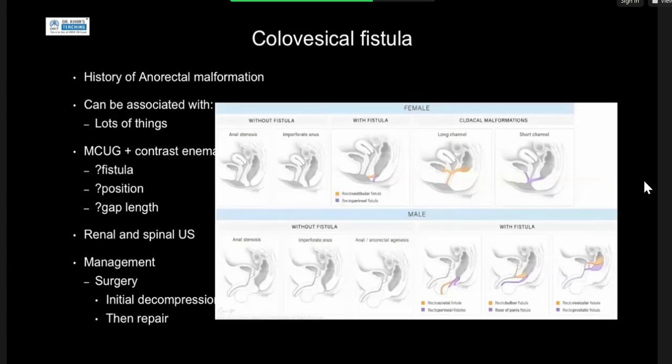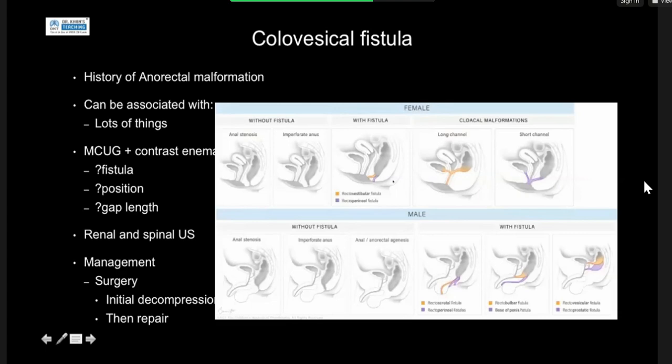And the 3 questions we're answering when we do this study: is there a fistula? So is there an abnormal connection between the bladder and the bowel, or the urethra and the bowel? The position of the rectum and the gap to the perineum, because they need to know all of this to do their repair. Because they can be associated with lots of different abnormalities, the child will also have a renal and a spinal ultrasound.